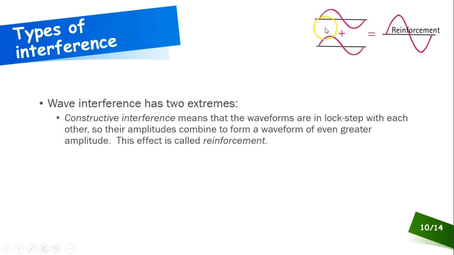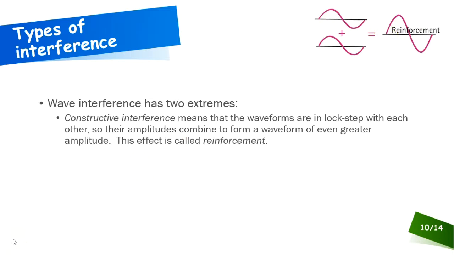And it's easy to see why. In this example here, look at this first crest right here is right in line with this crest right here. So when I add these two waves together, this amplitude gets added with this amplitude, and the result is an even larger amplitude for the resultant wave. That's why it's called reinforcement, because the one is reinforcing the other. And that's the one extreme.